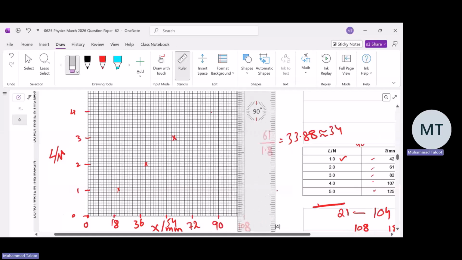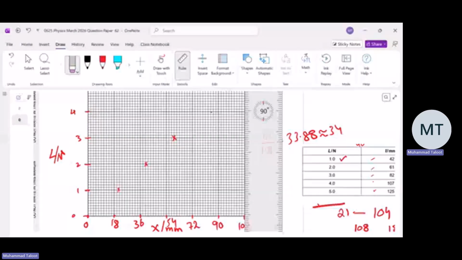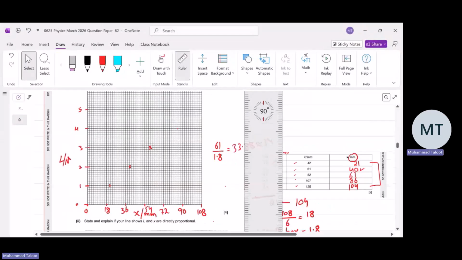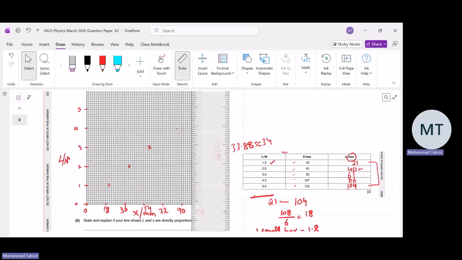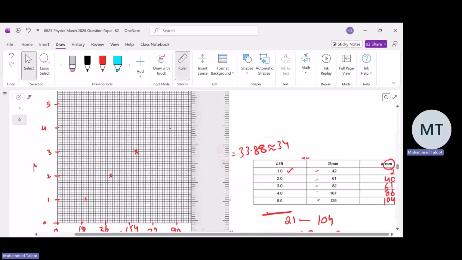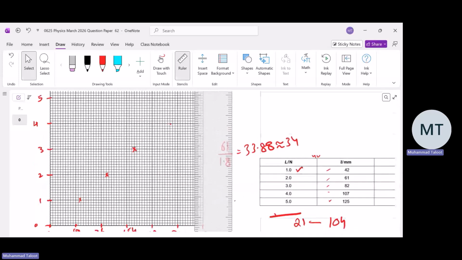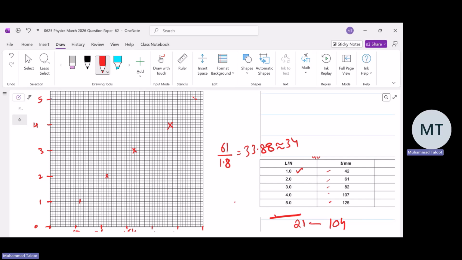Then 104. 104 is going to be somewhere at 57.7. The scale is so small, the spread is not too much. 3, 4, 5, 6, 7, somewhere here. So the point is going to be somewhere here. Okay, I plot the cross. So these are the points. So we are done almost.